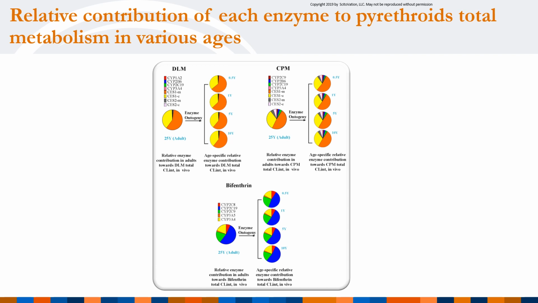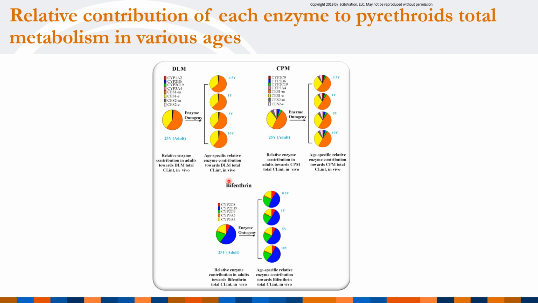So from this figure, you can see all the enzymes involved in the metabolism of deltamethrin, cis-permethrin, and trans-permethrin, and based on the color, the contribution of each enzyme. Here you can see that all pyrethroids except for bifenthrin are predominantly metabolized by carboxylesterase. The yellow and orange is carboxylesterase, but here you can see that carboxylesterase is less expressed. It's mainly cytochromes.